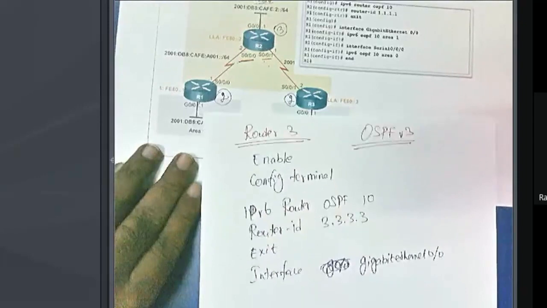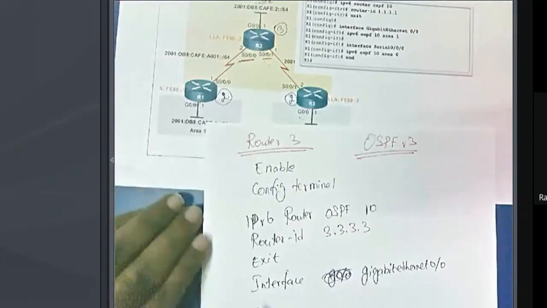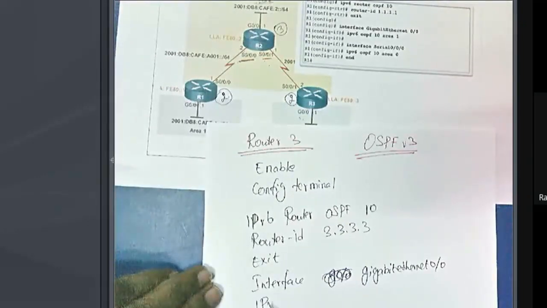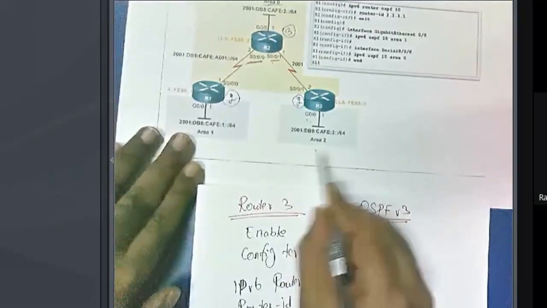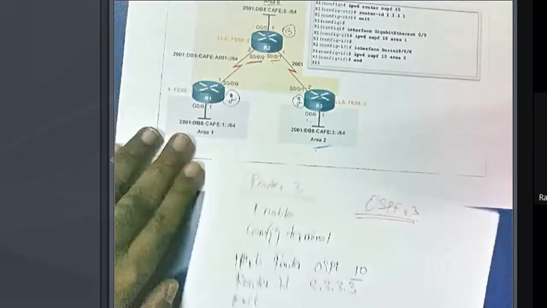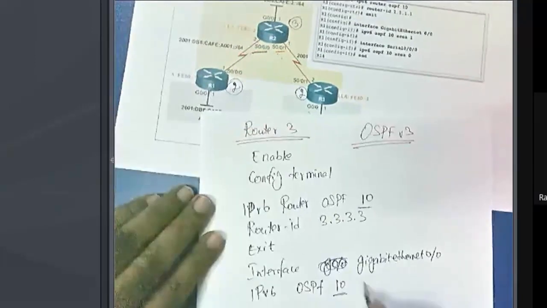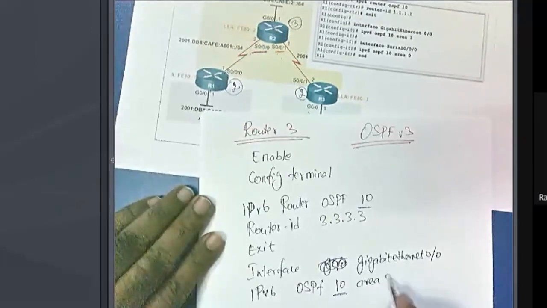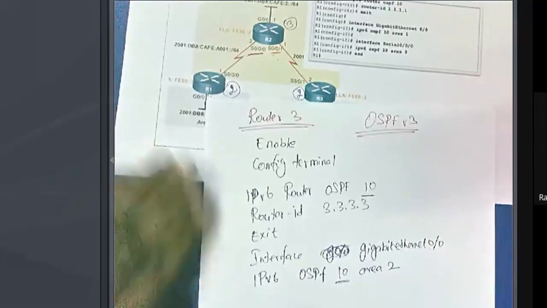Now the next one is I want to enable IPv6 here. So IPv6 OSPF 10. You cannot change the 10, because you already fixed it here as the process ID. And this is in an area. What is the area? It is available in area 2. So area 2. Okay, exit.